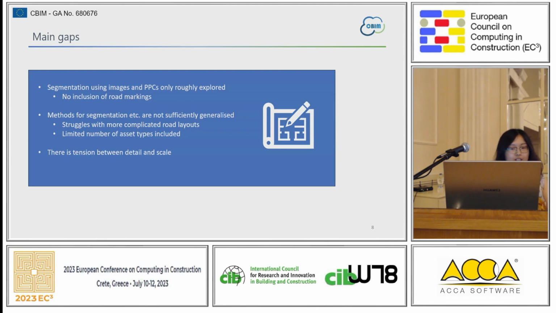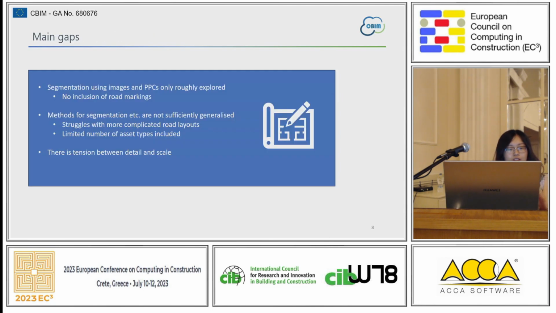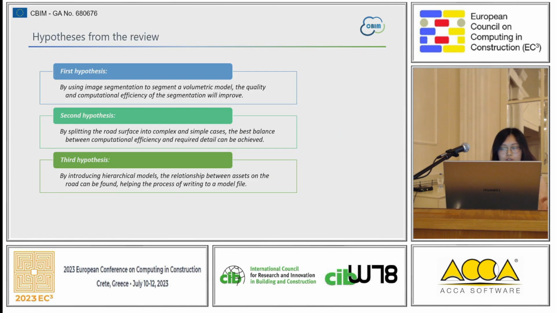So the main gaps, to summarize, are that the segmentation methods have only been roughly explored, and crucially, there's not really an inclusion of road markings. Other methods for segmentation, as discussed, struggle a lot with more complicated layouts and also have a very limited number of assets. And so we see that there's a tension between the level of detail and the level of scale that you need for roads.